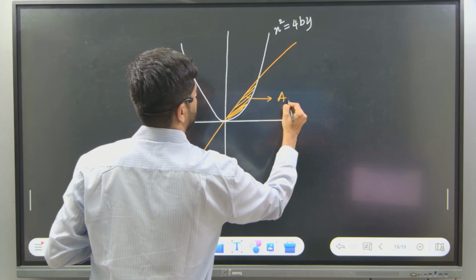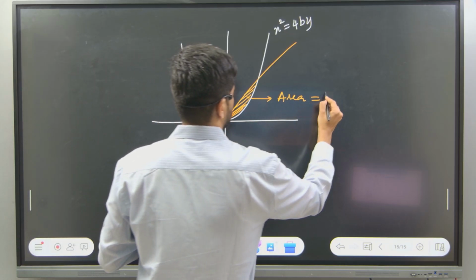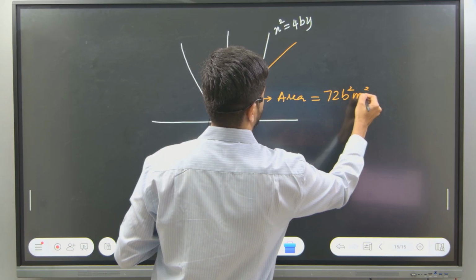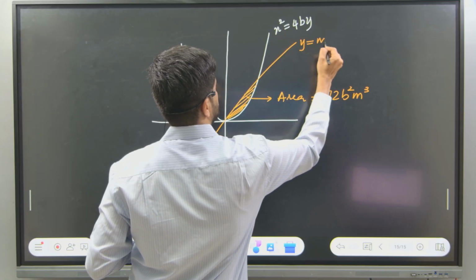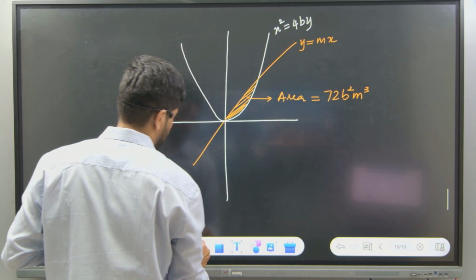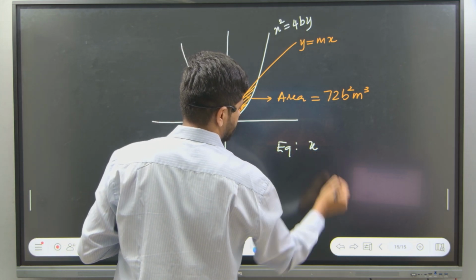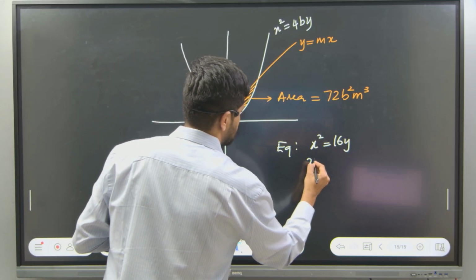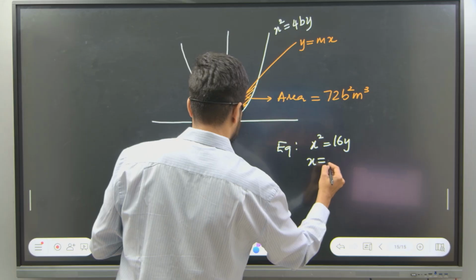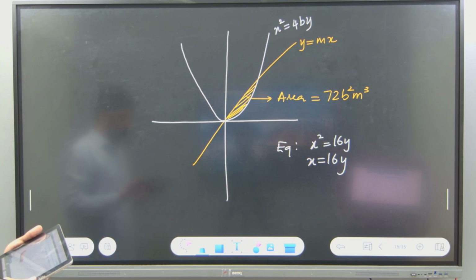So this area is given by, area is equal to 72 b square into m cube. I took y is equal to mx plus c. That was the mistake. So what is the equation of the line? Y is equal to mx. So if I take an example, x square is equal to 16y, and x is equal to 16y. Both are 16 only. X square is equal to 16y.